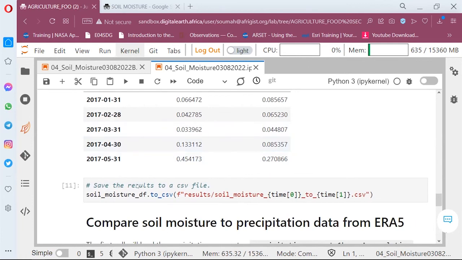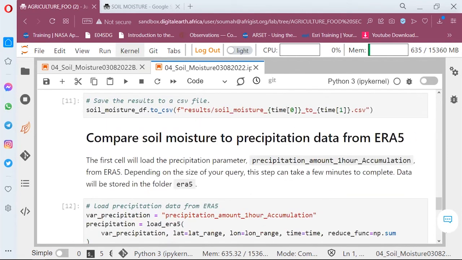We are going now to save this result as a CSV, and we name it soil moisture DF to CSV result soil moisture, and we define the starting time and the end time, that is time 0 and time 1.